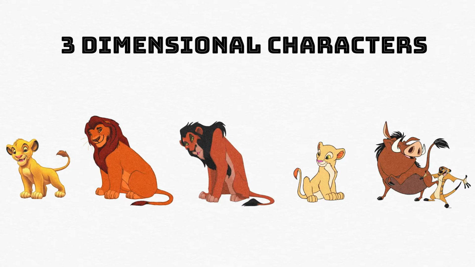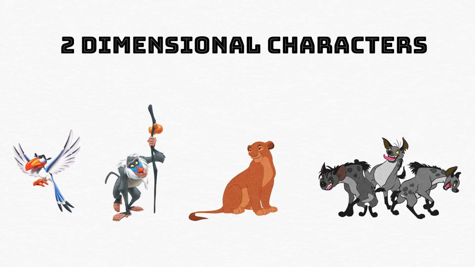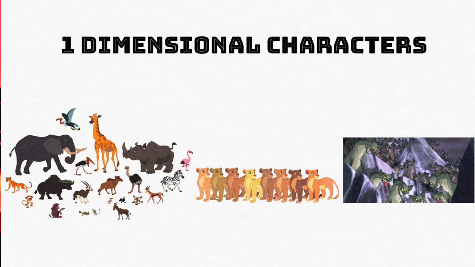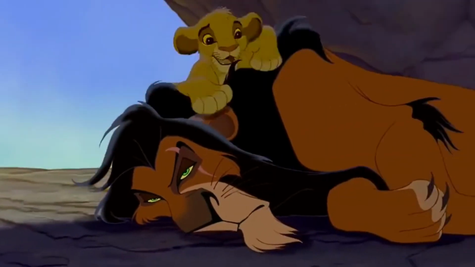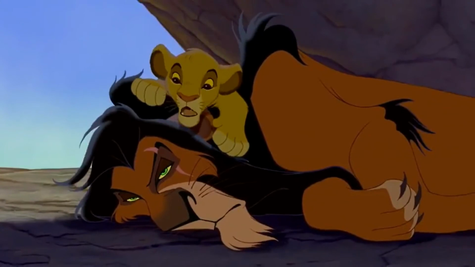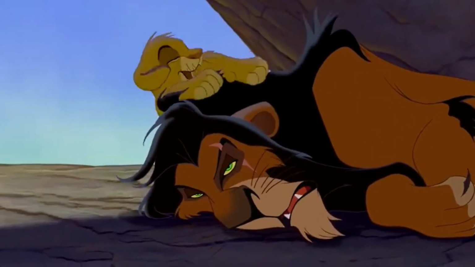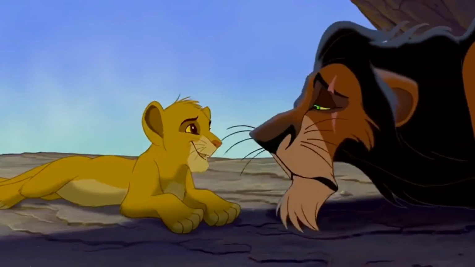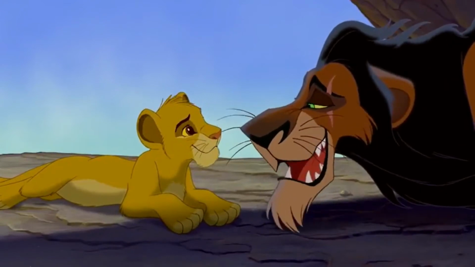We have Simba, Mufasa, Scar, Nala, Timon, and Pumbaa. These guys are the main cast. Zazu, Rafiki, Sarabi, and the hyenas are the secondary or side characters. And then these guys over here are, you know, the behind characters. The main cast all have desires, fears, strengths, weaknesses, worldviews, and a background history. They play a big role in the story and help drive the plot forward.